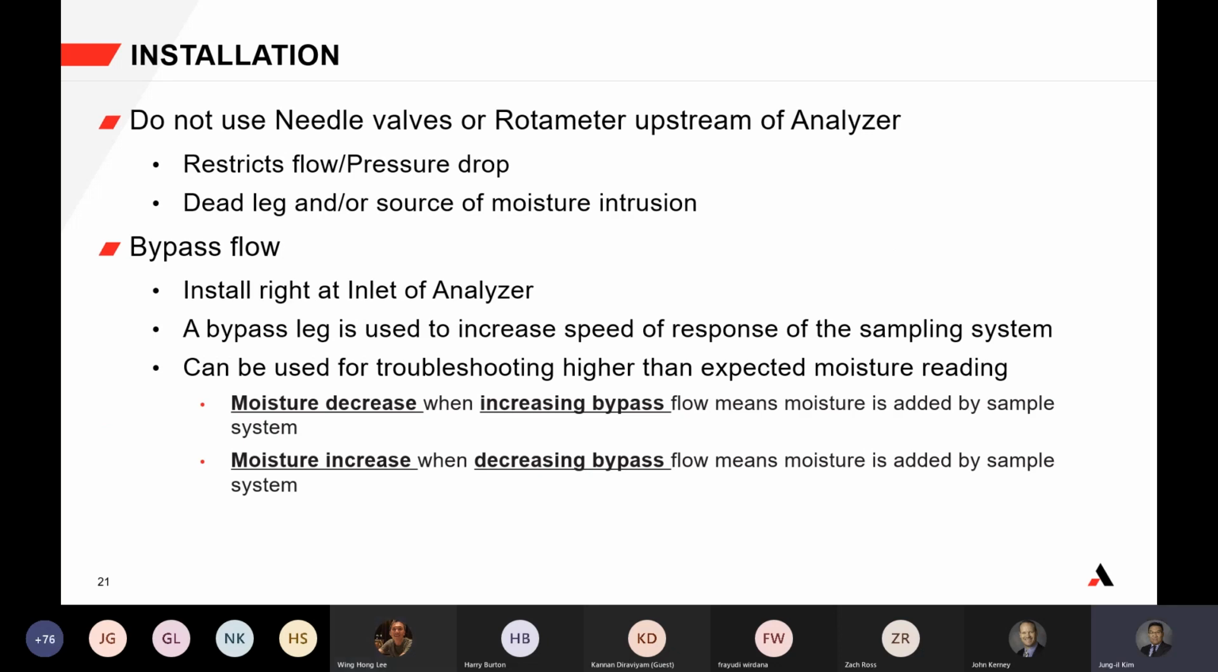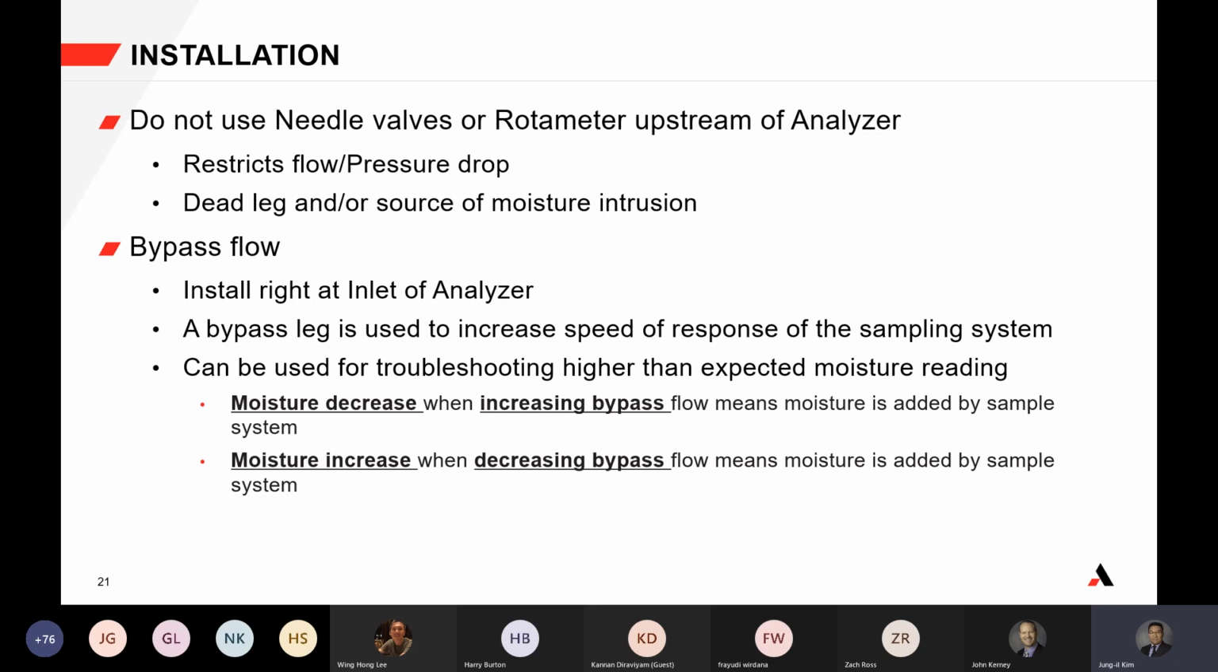Do not use needle valves or rotometers upstream of the analyzer. Those components restrict flow and cause a pressure drop. Depending on the components, they can cause dead legs and/or be a source of moisture intrusion.